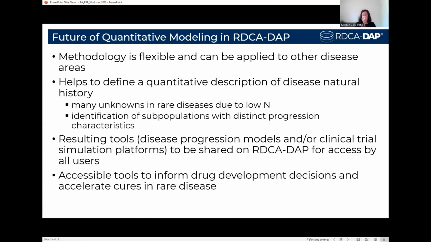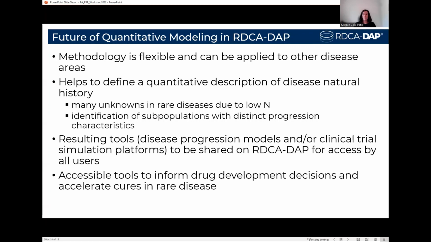And finally, looking a bit into the future of quantitative modeling in RDCA-DAP. As the platform continues to grow and more data is shared and ingested, the mathematical modeling can be applied to other disease areas, as long as data permits, to be used as tools to help the rare disease community to better understand natural disease history, which we all know is especially challenging in the rare disease space, given the often low number of affected individuals.